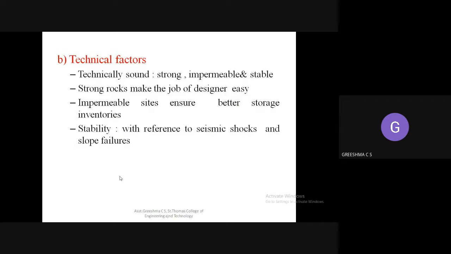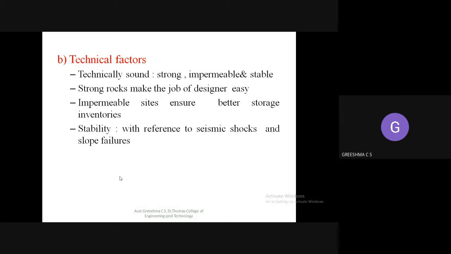Impermeable sites ensure better storage of inventories. If it has an impermeable strata, the underlying rock or the foundation, it will lead to better storage of water. So always choose a hard strata so that the land will be impermeable. An impermeable site can store more water.